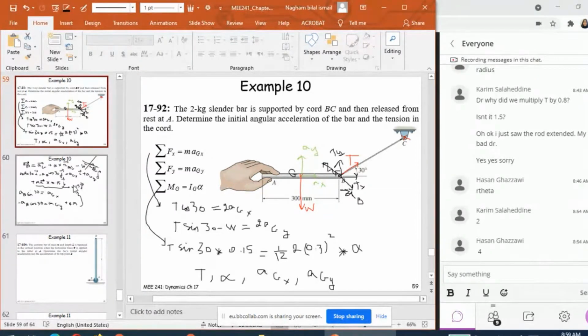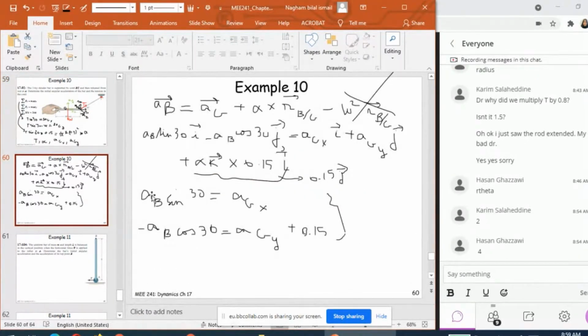All right? So if you gather them together, in fact, I don't need AB because the question is to find alpha and the tension. Right? So I only need the tension and the acceleration. So you can, guys, make some substitution and then solve the simultaneous equations. So you're going to have that T is equal to 5.61 and alpha will be equal to 28 radians per second squared. Any question?